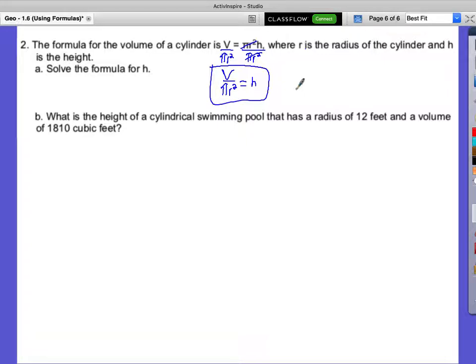Questions on letter A, 2A. Question on 2A. Okay. Letter B. What is the height of a cylindrical swimming pool, a swimming pool in the shape of a cylinder, that has a radius of 12 feet and a volume of 1,810 cubic feet?